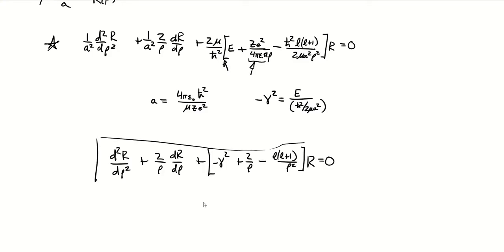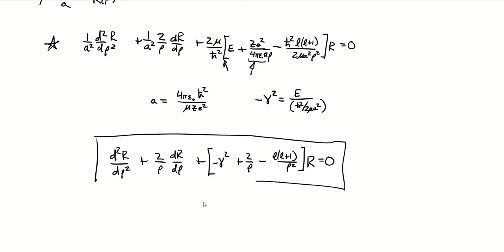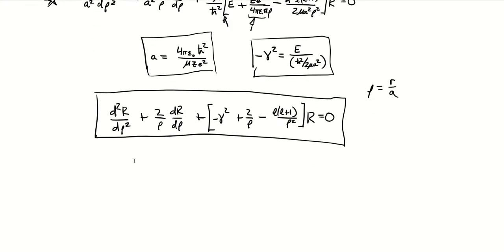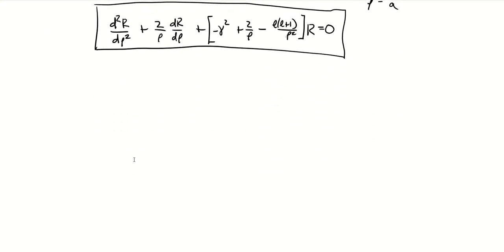So this ends up being the differential equation we're trying to solve. Again, we're doing it in terms of rho, which is just some dimensionless parameter proportional to the length, and we've also defined a length scale for our problem and a dimensionless energy scale there. Now we're tasked with trying to solve for that radial R function. So let's do that.